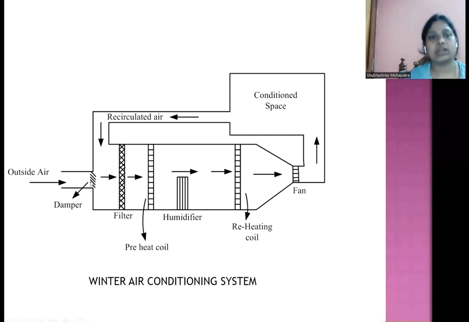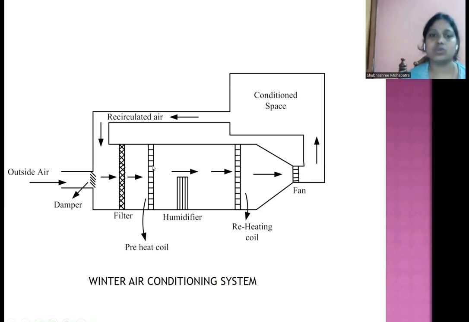Here the outside air will enter through the damper. The damper will regulate the volume flow rate of the outside air, and this outside air will mix with some portion of the recirculated air. Together, it will pass through the filter. In the filter, the dust particles will be removed, and then it will pass through the preheating coil.